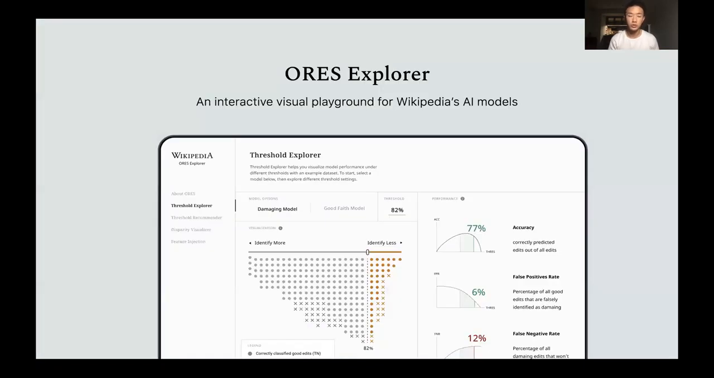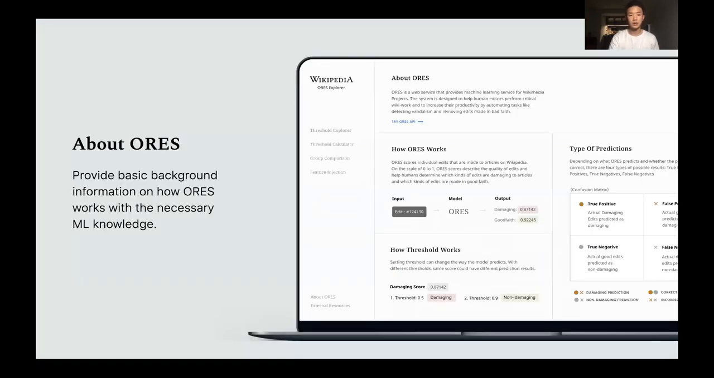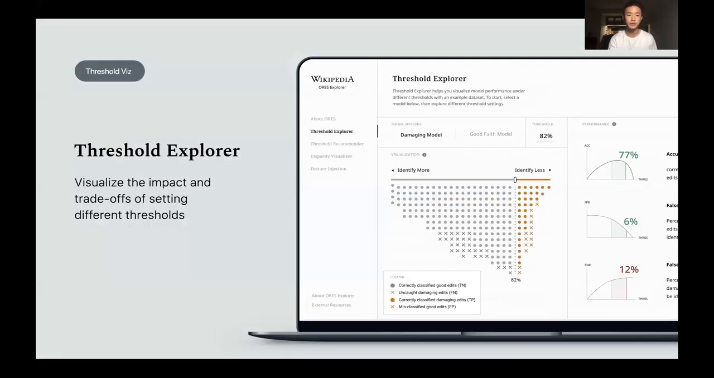So going to the solution and the visualization, we named it ORES Explorer. It is an interactive visual playground website for Wikipedia's AI models. The first page the user will see is the About ORES page. It provides basic background information about how ORES works with the necessary ML knowledge. So it talks about what ORES is as well as false positives and false negatives in the context of Wikipedia, so that people can better understand the context before going into the more in-depth information about thresholds and fairness.